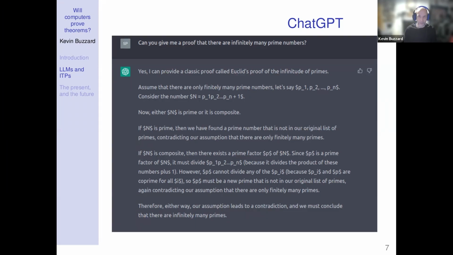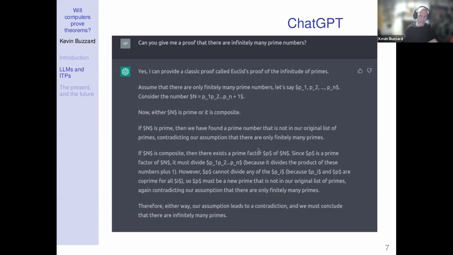I tried it again and it didn't write it in LaTeX. It's put dollar signs around all of the mathematics, and you can see that at first glance, this looks exactly like Euclid's proof. If you read it very carefully, you can see that somehow it's not quite right. If n is composite, there exists a prime factor p of n. Since p is a prime factor of n, it must divide the product of p1 up to pn because it divides the product of these numbers plus 1.